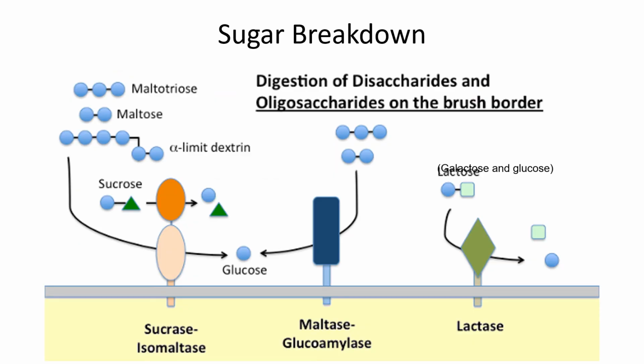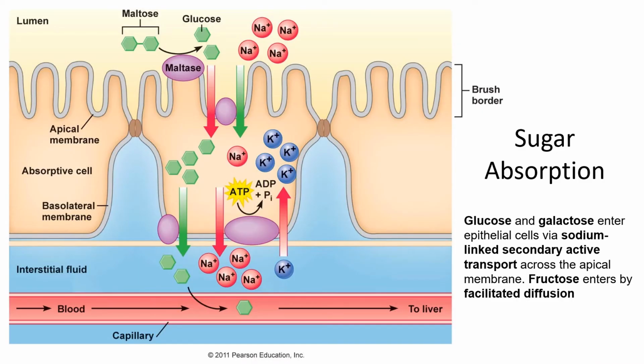By the time sugar gets to the brush border, it's generally been broken down into disaccharides or perhaps trisaccharides, and there may also be some of those limit dextrins within the brush border as well. Sucrase, maltase, and lactase will break down disaccharides. Those monomers that result have to be taken into the epithelial cells and then dumped into the interstitial fluid so they can find their way into the capillaries.